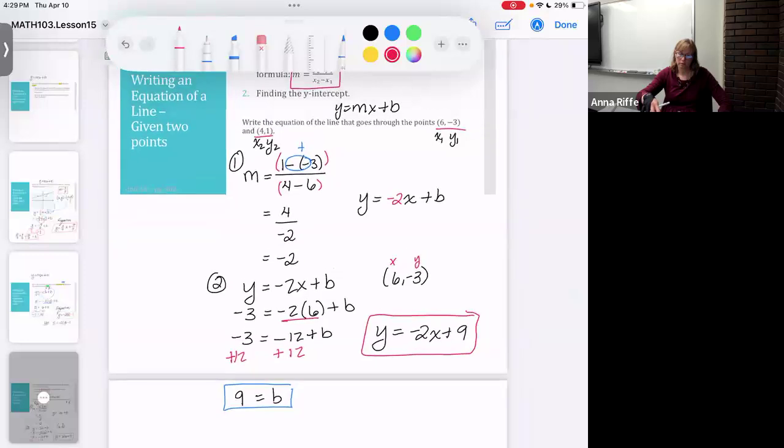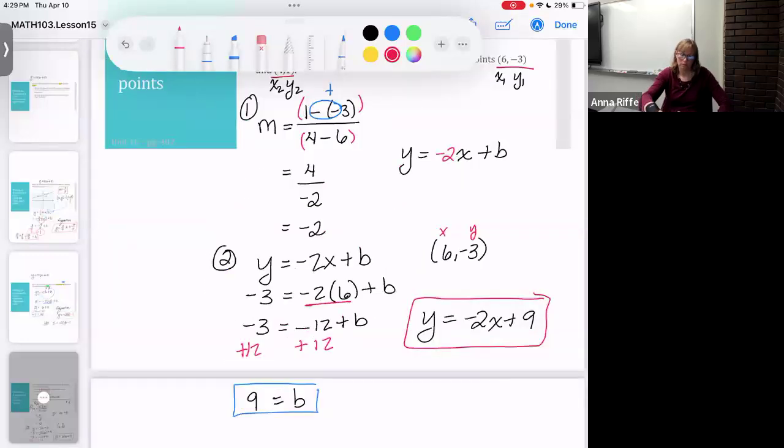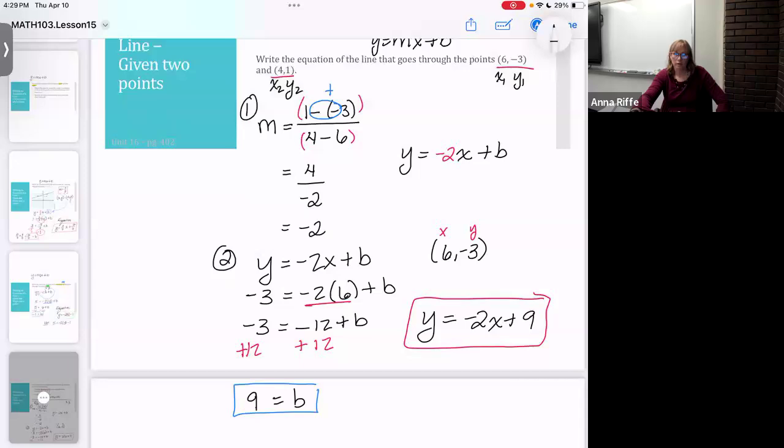Zoom out a little bit. Okay, I'll do one more of those, and then I think we'll have time for you to do a little bit of practice with these.